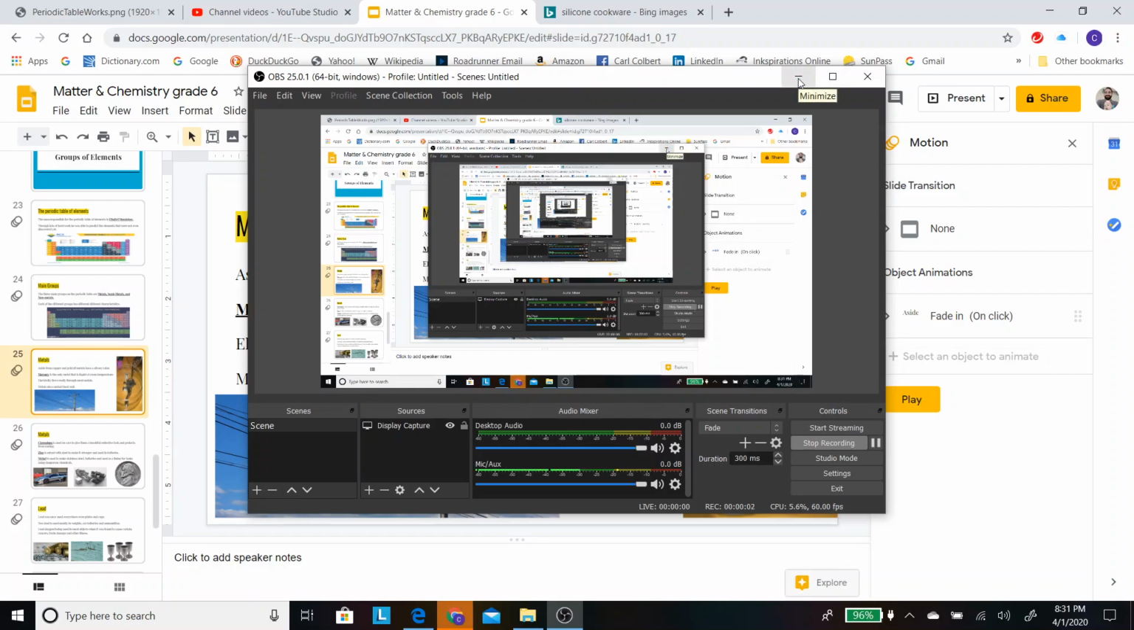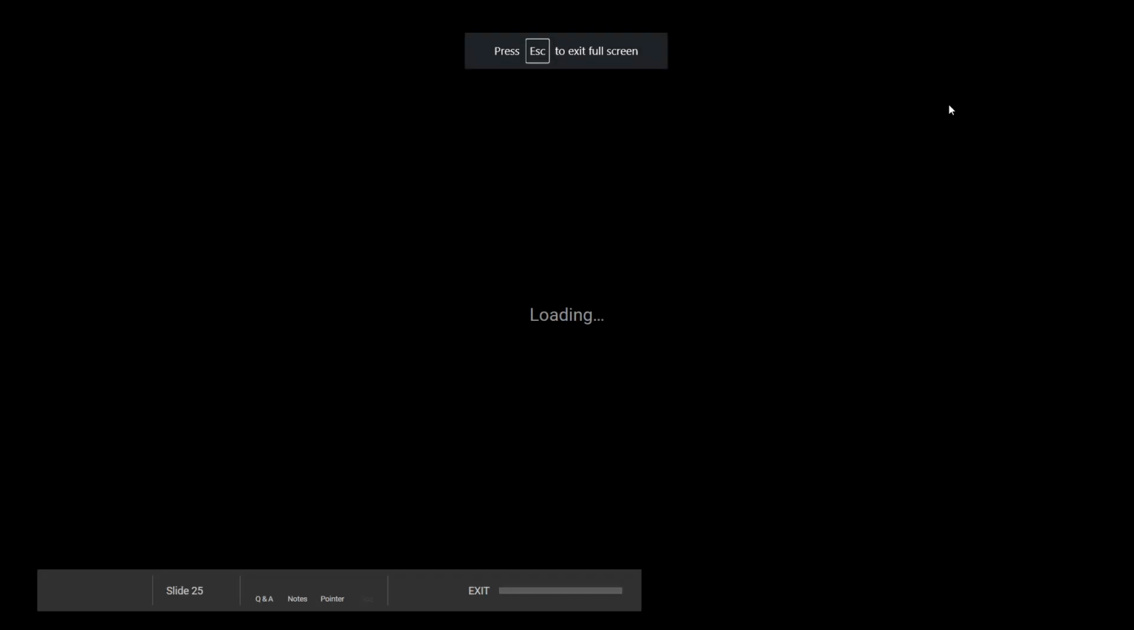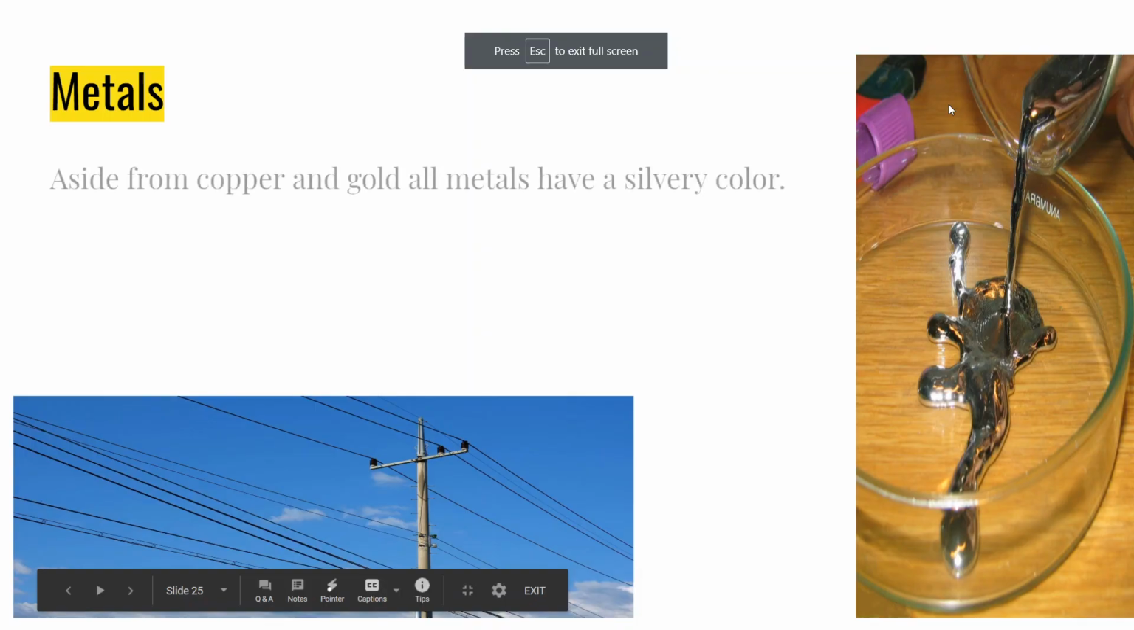Good morning, 6th grade. Today we're going to be talking about the different metals and non-metals. So we talked about metals last time, but we're just going to start there again. Just a brief overview of some of these metals here.